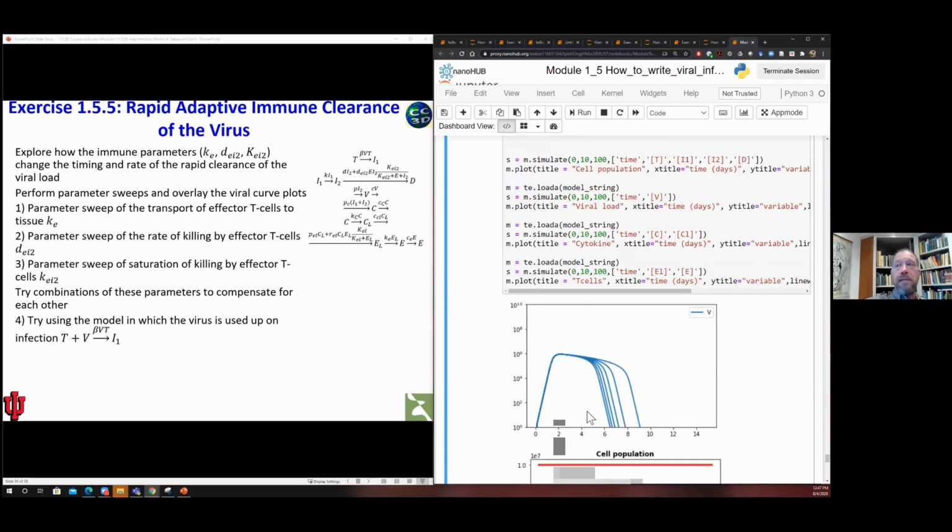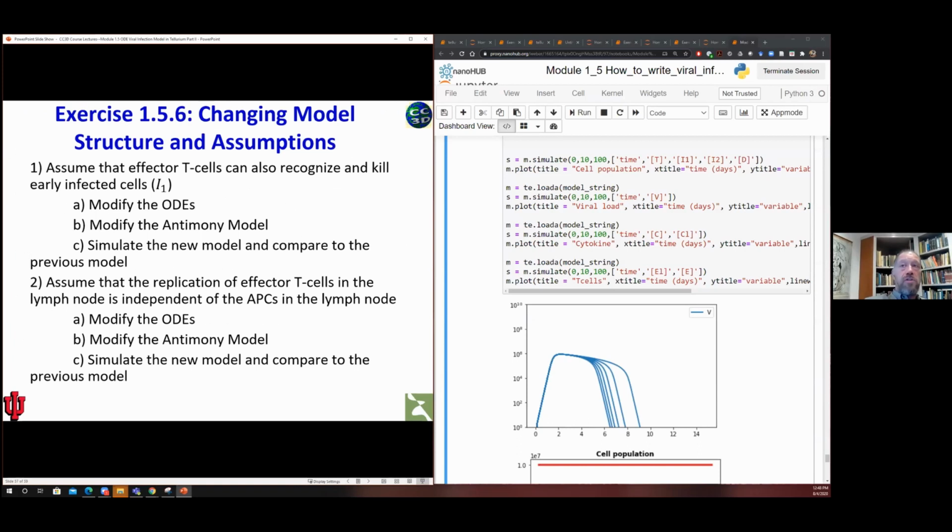So I'll let people play a little bit with this. Why doesn't everybody just take 3 or 4 minutes to play with that and see what you find? And you can pick the parameter that you like to vary. As a homework problem, you could think about some other forms of these equations. For example, one in which the virus is used up in the reaction, or one in which the structure of the killing is different, or the replication law or the immune cells in the lymph node is different.